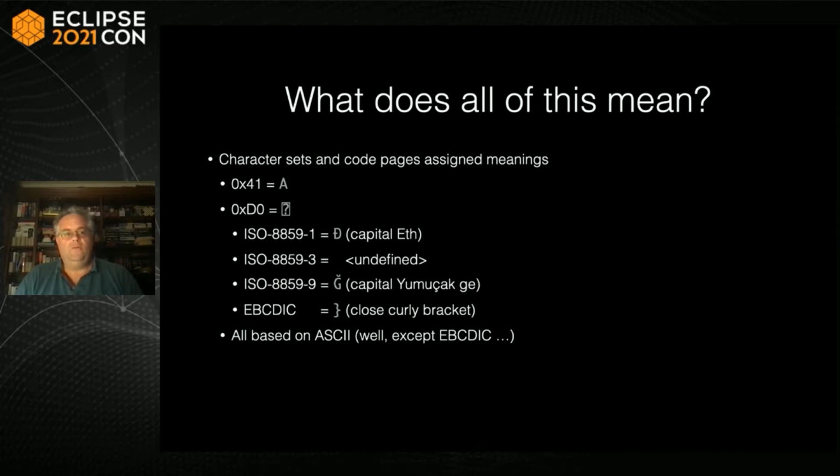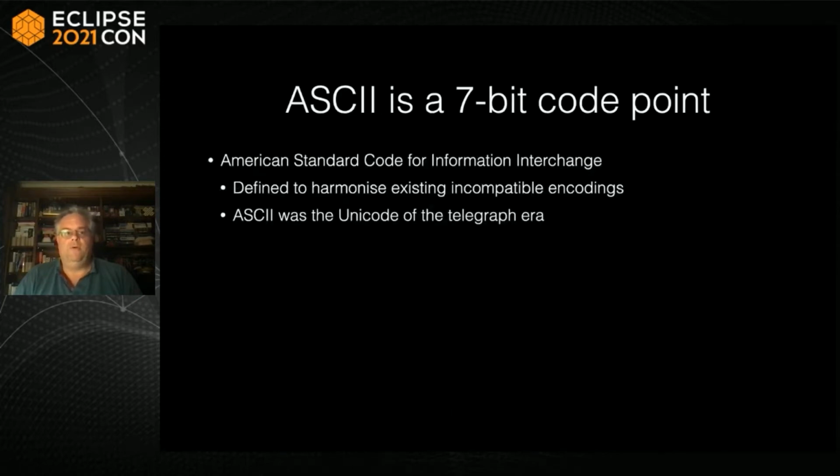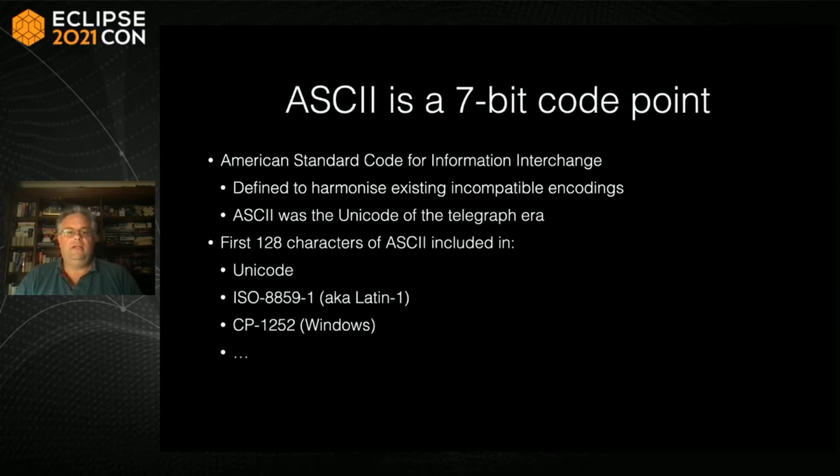And the thing is, all of the ISO standards for character sets really base themselves on top of ASCII. Well, apart from EBCDIC, we'll talk about that later. So let's look into ASCII. What size are ASCII code points, 8, 16, or 32 bits? Well, hopefully everyone knows this, that ASCII is a 7-bit code point. It stands for the American Standard Code for Information Interchange, and it was designed to harmonize incompatible encodings that were around at the turn of the century when telegraphs started to be used, and evolved from there. ASCII was really the Unicode of the telegraph era, and the first 128 characters of ASCII are included as a subset in Unicode, in ISO 8859-1 or Latin 1 or code page 1252 on Windows.